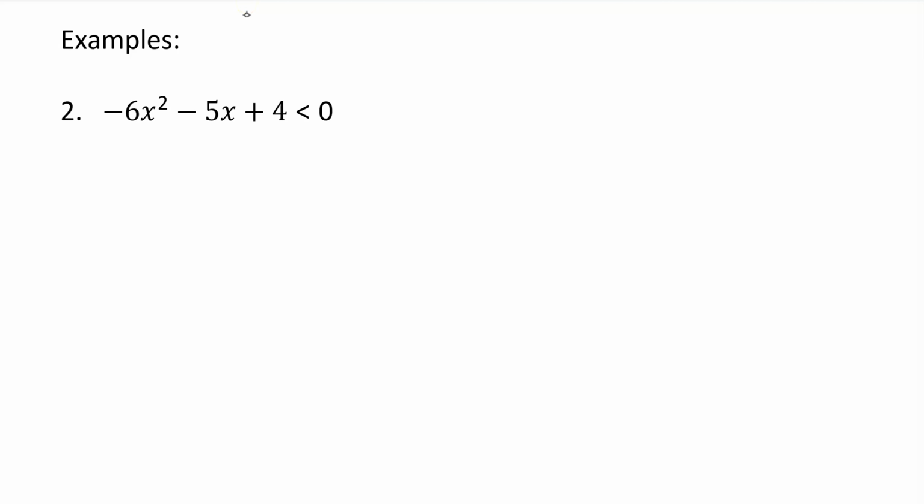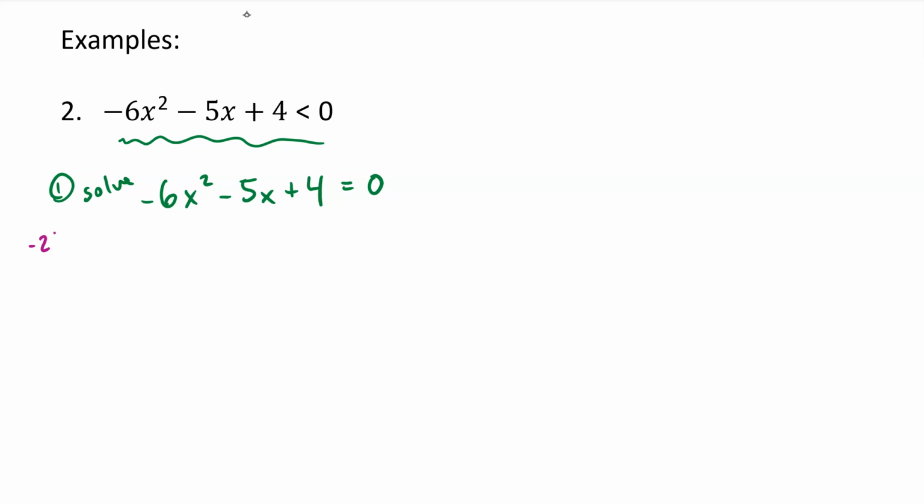Now in this next example, we already have a quadratic inequality in standard form. So what I'd like to do is solve the associated equation negative 6x squared minus 5x plus 4 is equal to 0. Now remember, we can always use the quadratic formula. It turns out this problem does factor, but if you don't see that very quickly, you can use the quadratic formula.